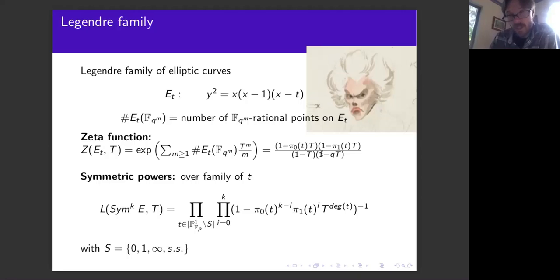It's well known that this zeta function of elliptic curves is a rational function. It is a quadratic in the numerator, and the denominator is explicitly given by 1 minus t, 1 minus qt. And so again, you can ask various questions about how these roots, pi_0 and pi_1, vary as the parameter t varies. Actually, it's remarkable how similar these roots here behave to the Kloosterman family.